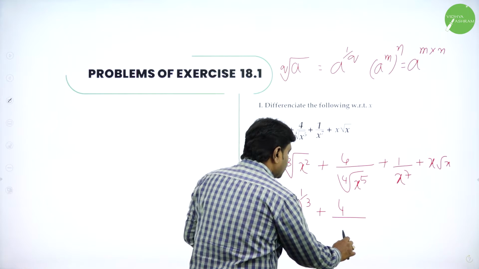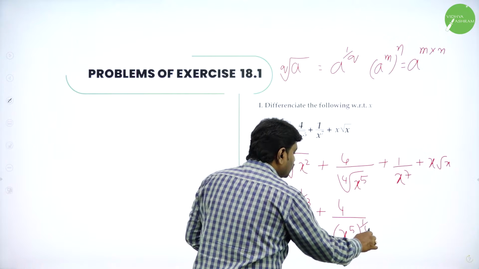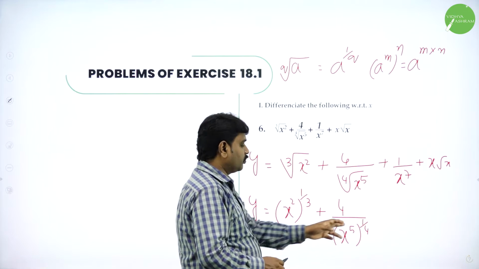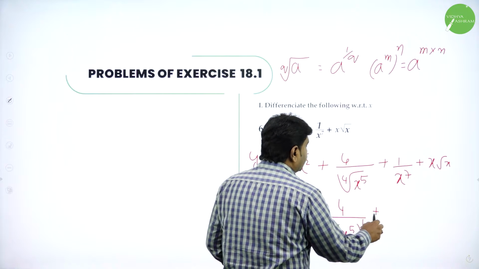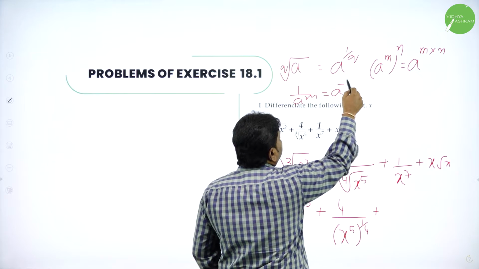And 4 by 4th root of x power 5. Can I write 4th root of x power 5 as x power 5 power 1 by 4? In the place of q we have 4, so power 1 by 4. And again law of indices, what is 1 by a power m? 1 by a power m can be written as a power minus m.